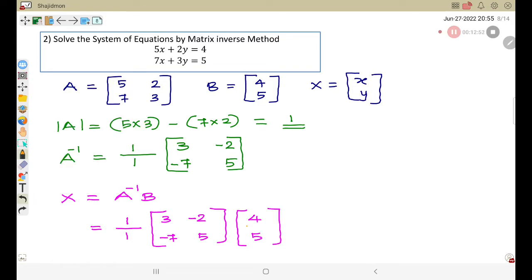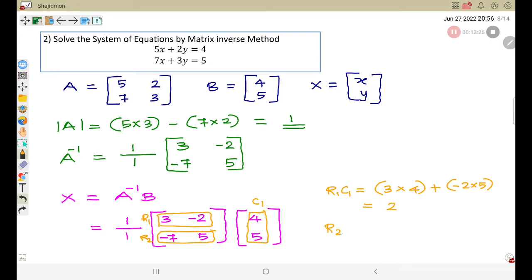Now you can see, multiply these two matrices. This is the first row. Multiply with the first column. After that, row number 2 multiply the column number 1. So first row 1, column number 1. Row 1 means 3, minus 2. Multiply with the column. So first number 3 multiply 4 plus second number minus 2 multiply 5. So 12 minus 10. So 2 we are getting.